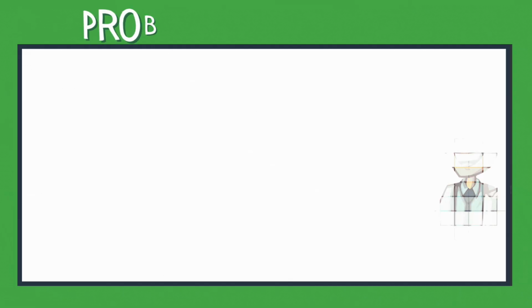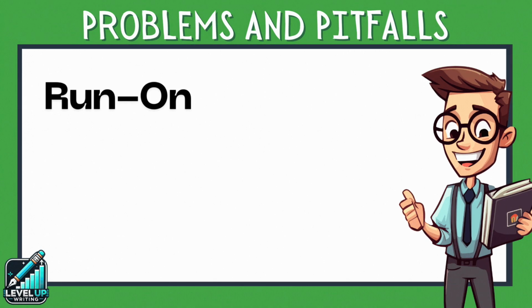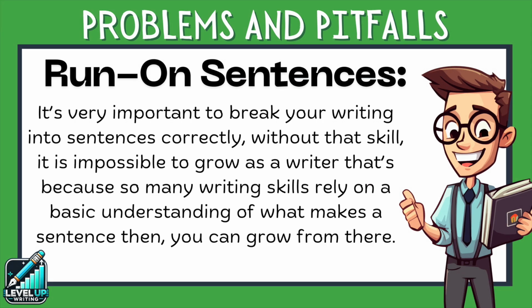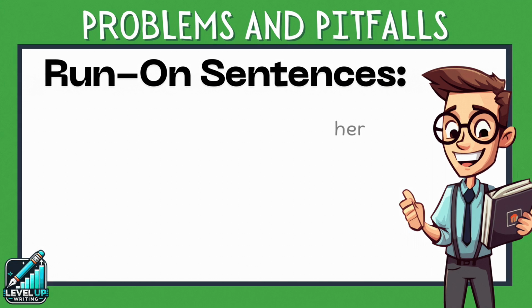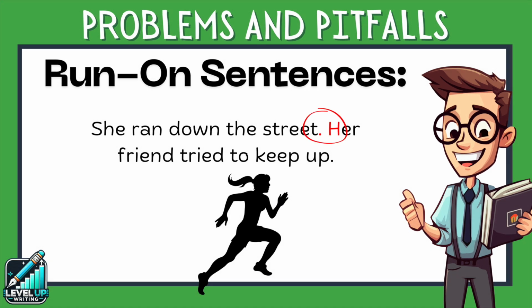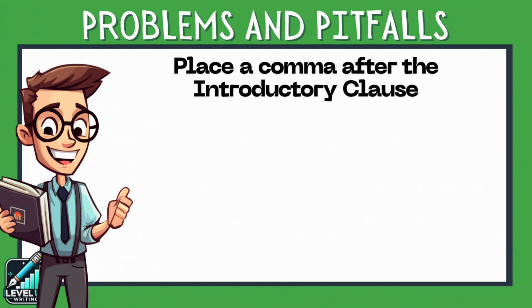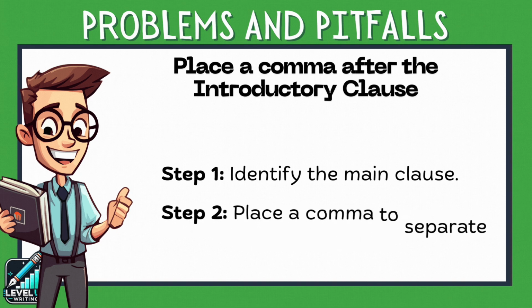There are two main problems that writers encounter with this skill. Run-on sentences is the first and most serious of those problems. If you're still stringing all of your sentences together incorrectly, you need to change that habit in order to be successful with this skill. Break your writing into manageable sentences that start with a capital letter and end with a punctuation mark. The second problem writers encounter is failing to add punctuation after the introductory clause. So, let's focus on that skill.